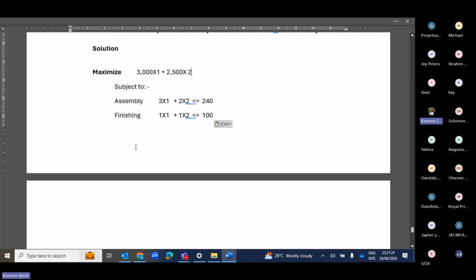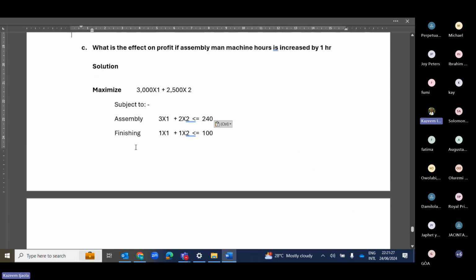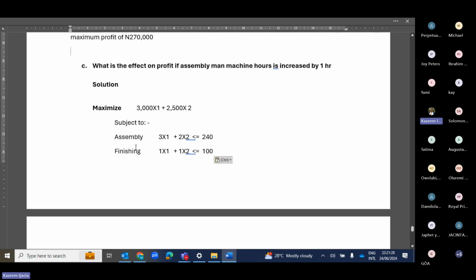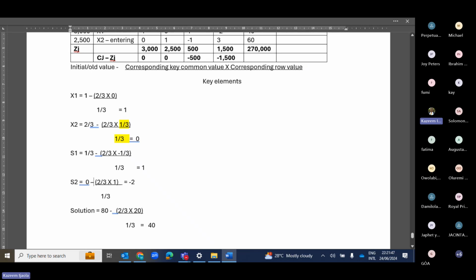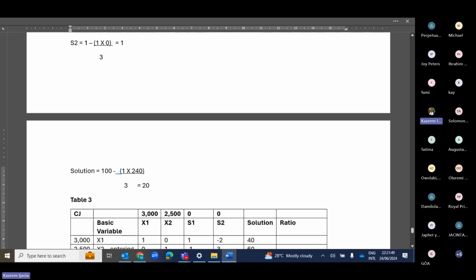Now, if my assembly is increased by 1 hour, I will make it equal to the new value. If I increase this one by 1 hour, it will now turn to this. You will use your simultaneous equation to find x1 and x2. You can verify your answer too with simultaneous equation.